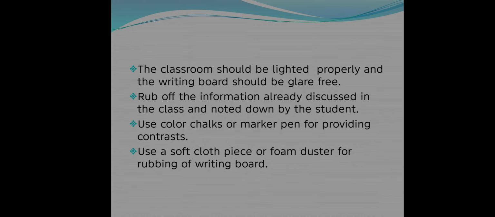Next, the classroom should be lighted properly and the writing board should be glare free. Your classroom must have proper lighting, like good, high-watt light bulbs, so that the students can see your writing on the board, because lighting is important too. They can really see effectively, but they can't visually see it if it's dark. So lights are essential.